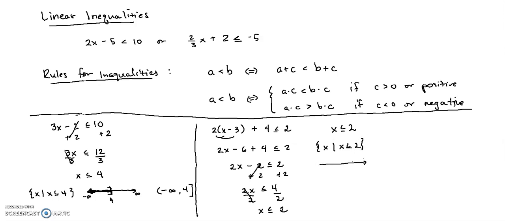I can put it on a number line. Okay, so I want to be less than, it's going to be all of this. And it's included, so I'm going to have a square bracket. And I can write it in interval notation.